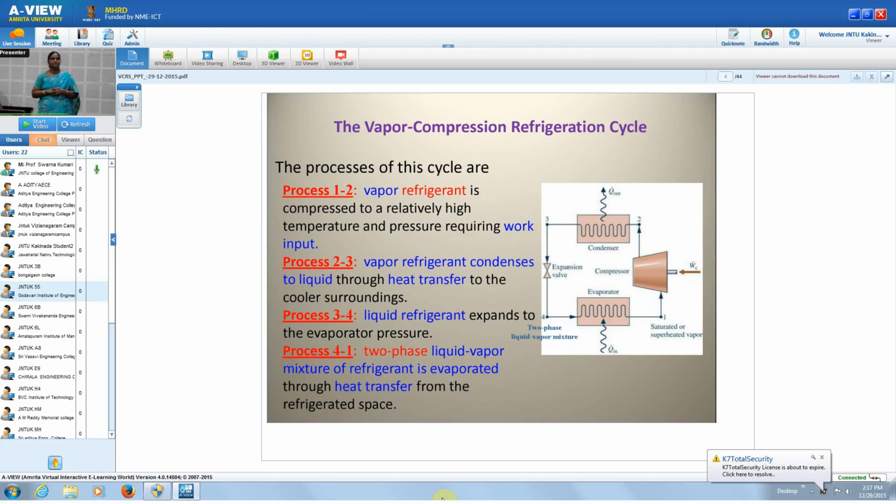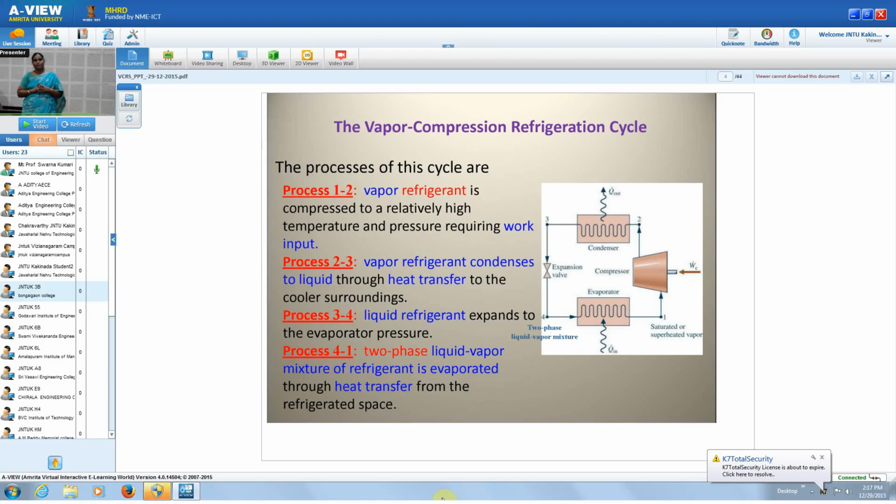Then process 4-1. Here the refrigerant comes from the expansion valve in the liquid state. So that can take the heat from the chamber to be cooled, and at the suction of the compressor it may be in the liquid state, or maybe completely in the dry and saturated state, or sometimes it may be even in the superheated state also.